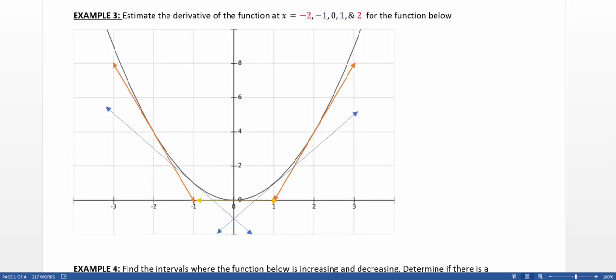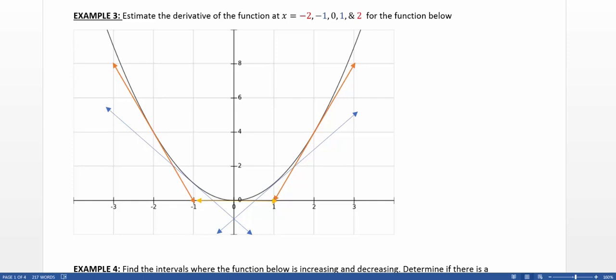Example 3. Estimate the derivative of the function at x equals -2, -1, 0, 1, and 2 for the function below. When we want to estimate the derivative of a function at a point, we're asking to approximate the slope of the tangent line at that point. So I've drawn in the 5 tangent lines that we're interested in trying to approximate the slopes of.